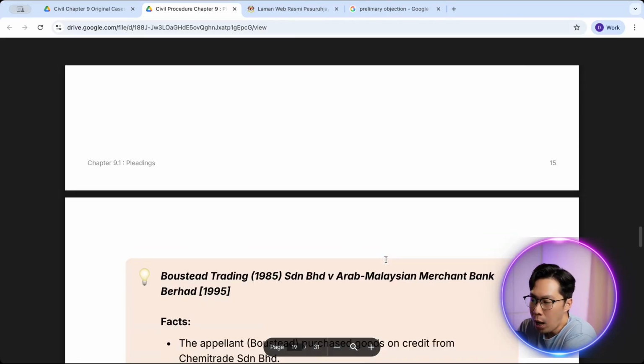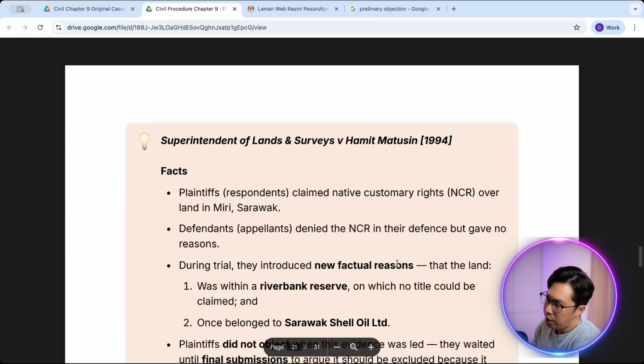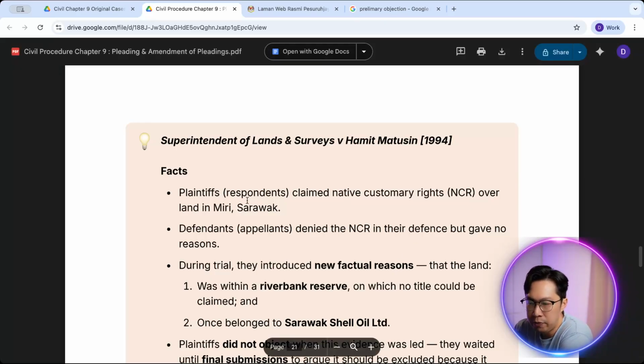Okay, there's one more case I want you to know. This one. And I want you to read the case if you can, alright? Because they talk about this radical departure. The plaintiff claimed native customary right over land in Miri. The defendant denied in their defense but gave no reasons.